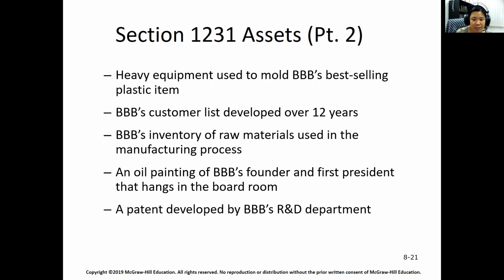A patent developed by BBB's R&D department. This one is not a capital asset. It is an ordinary asset. And finally, BBB company airplane. This airplane is used in business and is depreciable, so it should be a section 1231 asset.